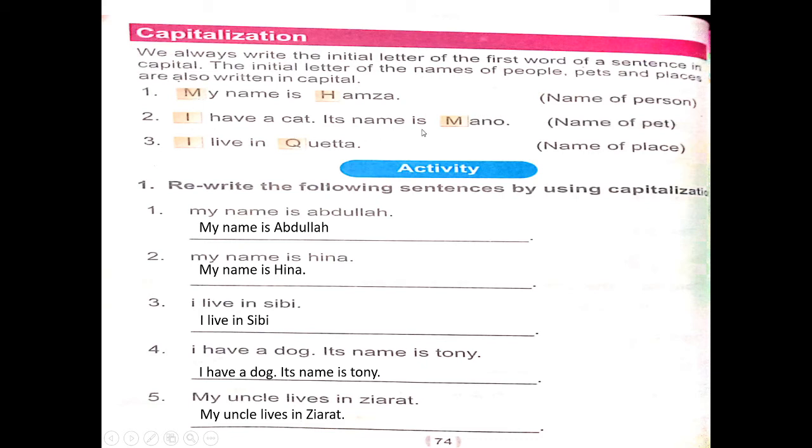I have a cat. Its name is Manu. Manu is the name of a pet. If it's the name of a person, it should be capital. If it's the name of a pet, it should be capital. M should be capital.